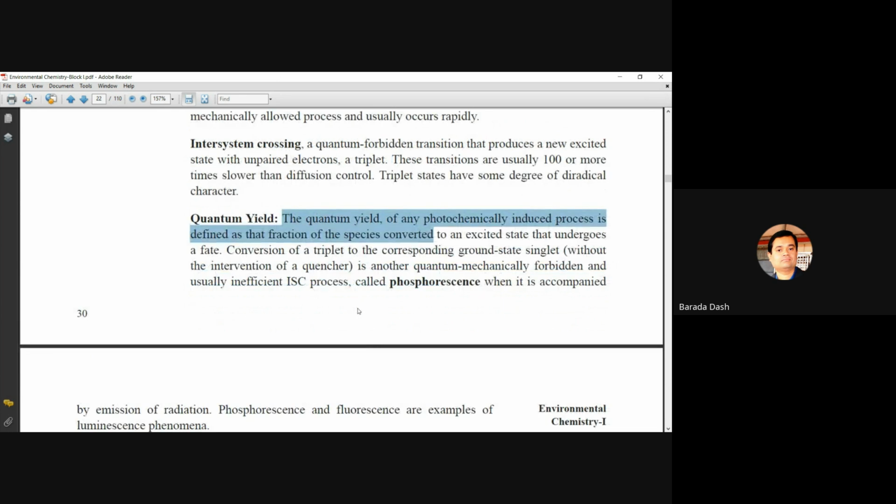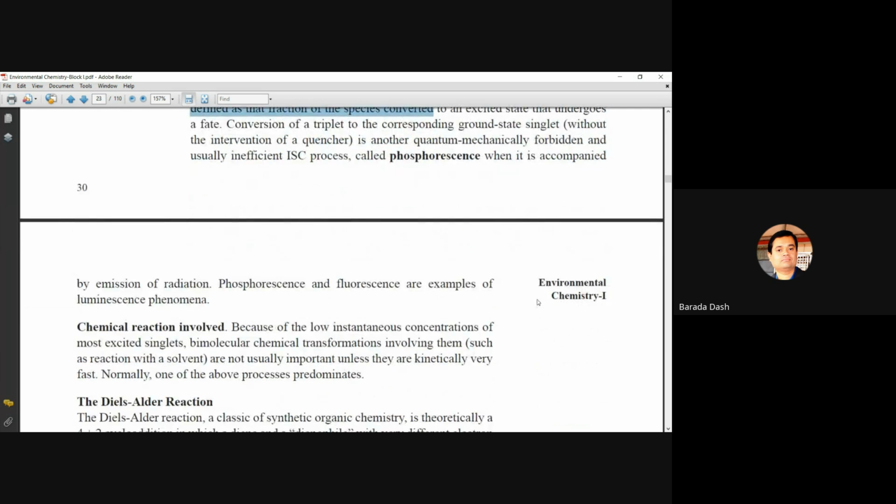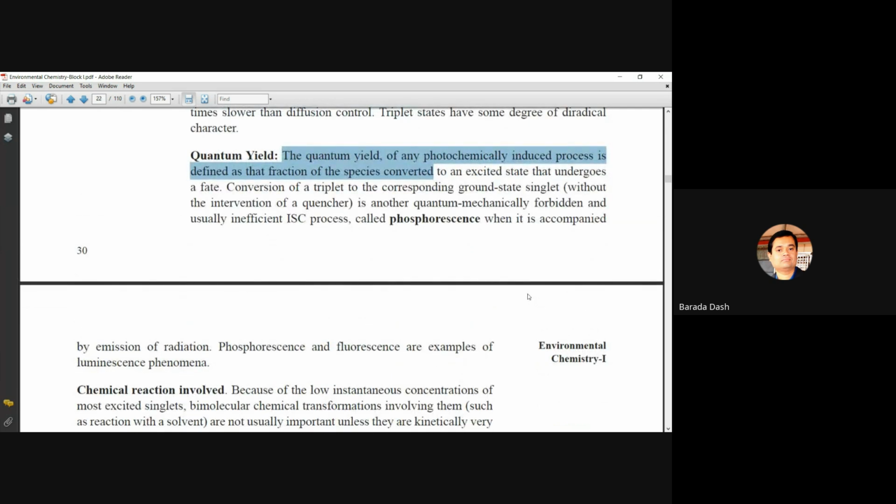Conversion of a triplet to the corresponding ground state singlet is another quantum mechanically forbidden and usually inefficient intersystem crossing process known as phosphorescence. Okay, and then there is fluorescence. Fluorescence is basically when you apply UV light, the molecule absorbs it, and then it radiates back in a different part of the visible spectrum. That is called fluorescence.